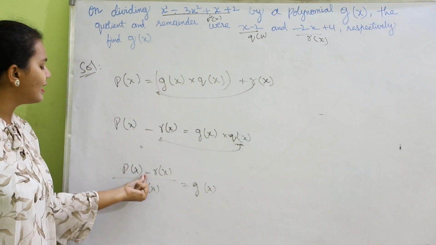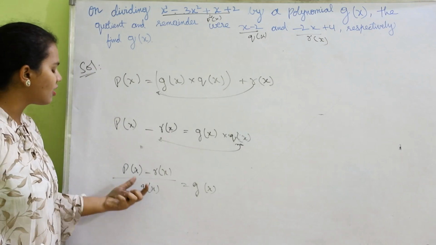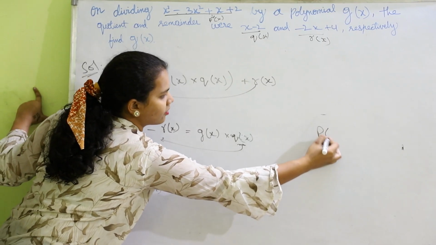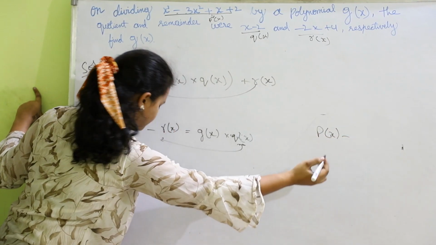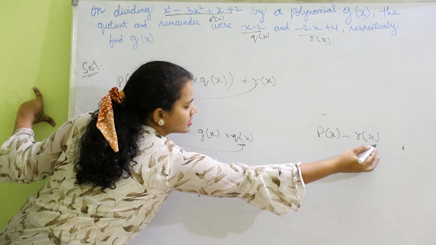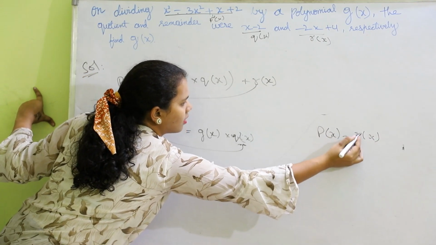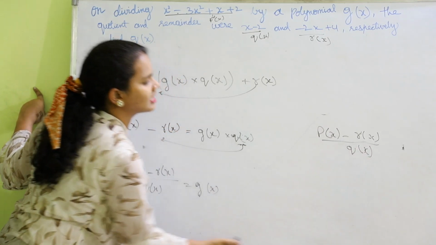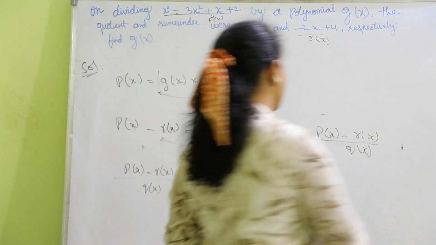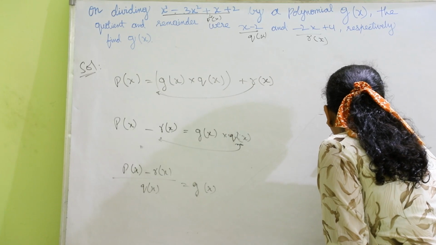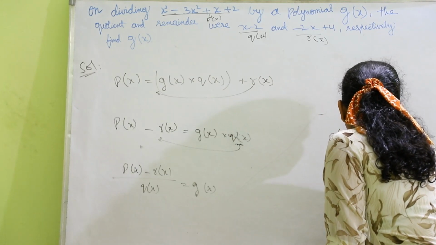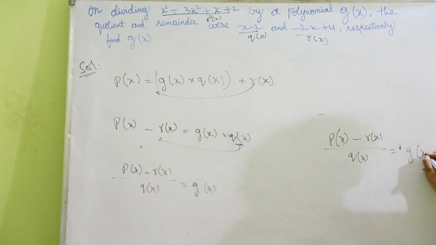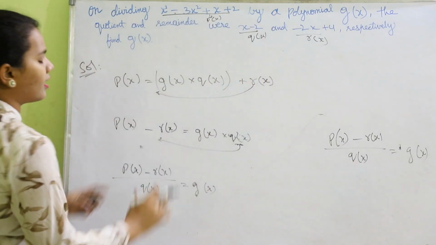Firstly, find the p of x minus r of x values. Let me write down the formula over here. So we got this, right? Where p of x minus r of x by q of x is equal to g of x. So just place that formula over there.